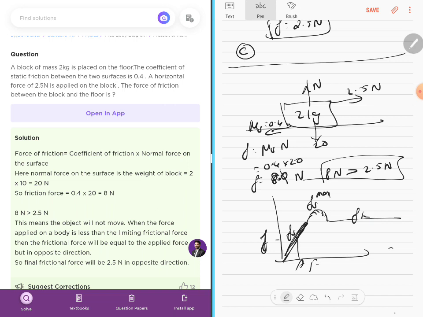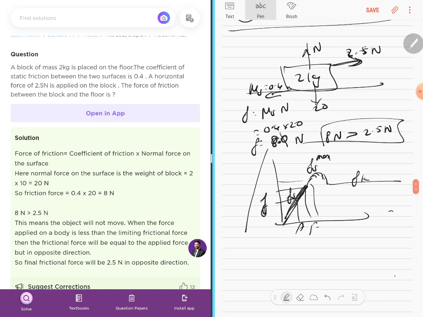So the value of friction until it reaches the maximum is always equal to the applied force. So the final frictional force will be, since the applied force is 2.5 Newton, we will not say friction to be 8 Newton. We will just say that friction is only 2.5 Newton.